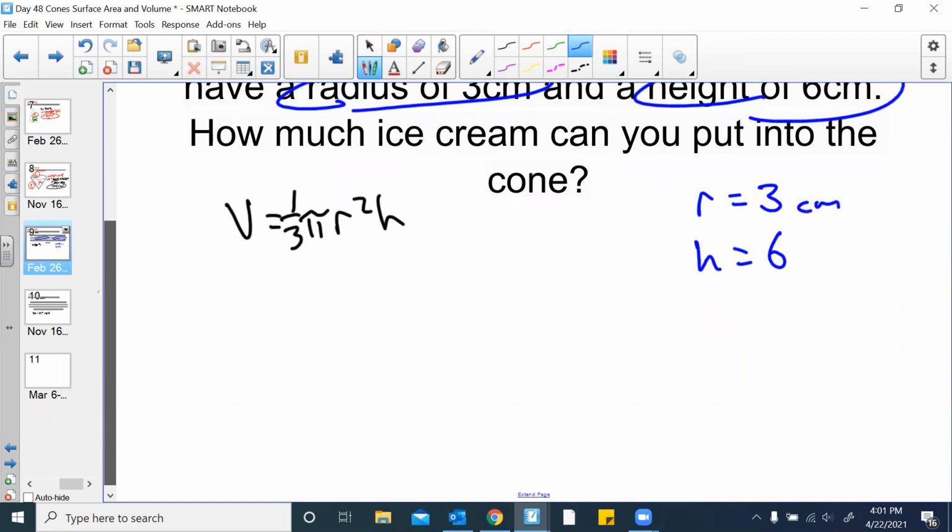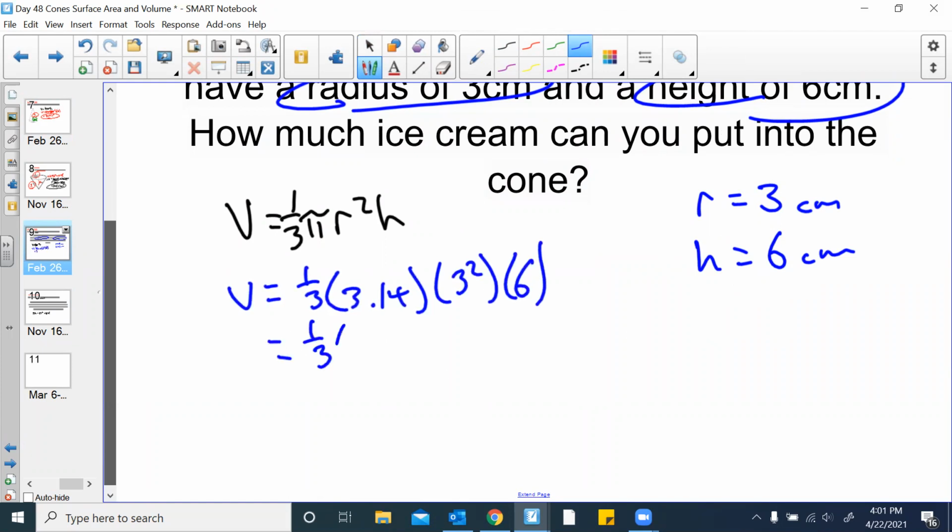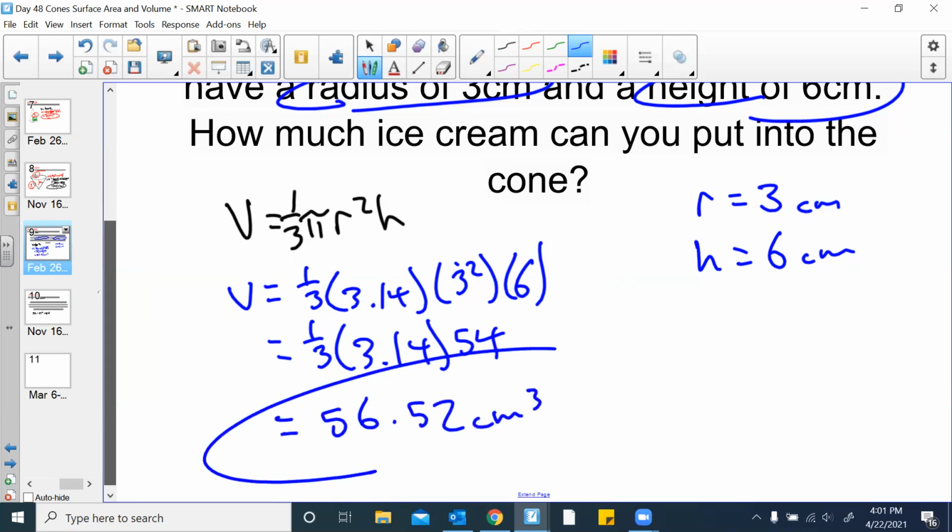Oh, this is in centimeters. So we're just going to plug in our numbers. 1/3, 3.14, radius is 3 squared, times our height of 6. So that equals 1/3 times 3.14 times, let's see, this would be 9. 9 times 6 would be 54. All right, and if we just go ahead and use our calculator for the rest, we would see that we could fit 56.52 cubic centimeters of ice cream in our cone.